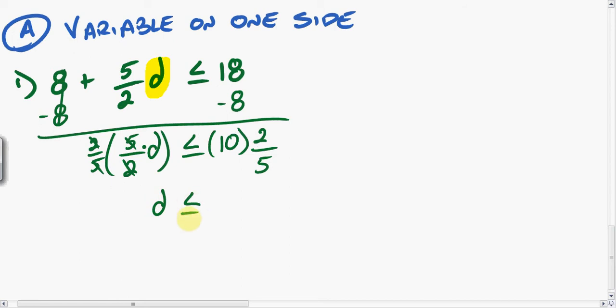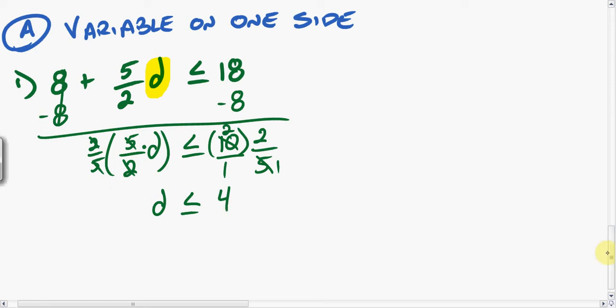So we've got d is less than or equal to, and let's simplify the right hand side. I'm going to put 10 over 1, so I have two fractions, and we can do some cross simplification. 5 goes into 10 twice, and 5 goes into itself once. So I've got 2 over 1 times 2 over 1, or 2 times 2, which is 4. So we can see d is less than or equal to 4.